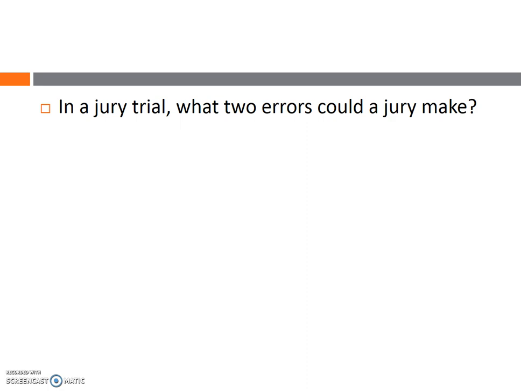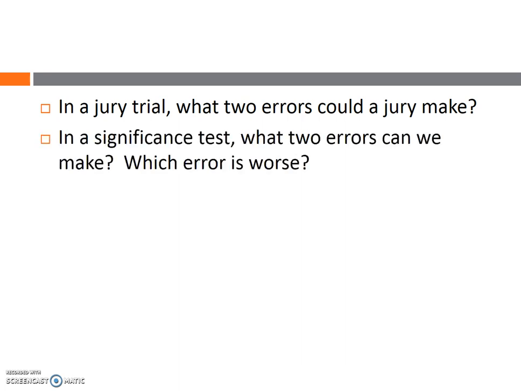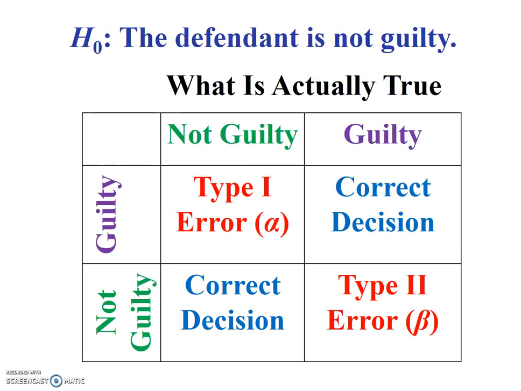Now, in a jury trial, what are the two errors that a jury could make? Well, they could either incorrectly say that someone's guilty or incorrectly say that someone is not guilty. So in a significance test, what two errors can we make? Well, we can reject our null when we shouldn't have, or we can fail to reject our null when we should have. Which error is worse? We're going to talk about that.